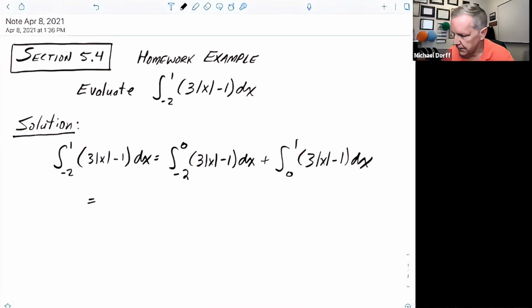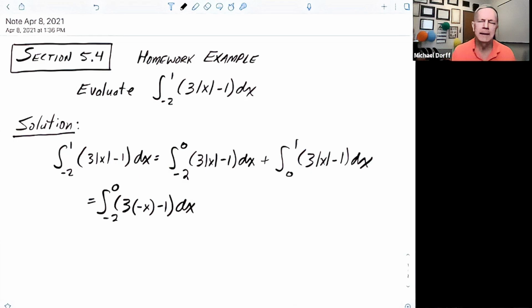So for this first integral, the important part to see is that when I put in a number for x, it's going to be a negative number. And when I take the absolute value of that negative number, I get a positive number back. So whatever negative number I put in for x, I'm going to get the negative of it back. So this is equivalent to saying that my integrand is 3 times -x minus 1.